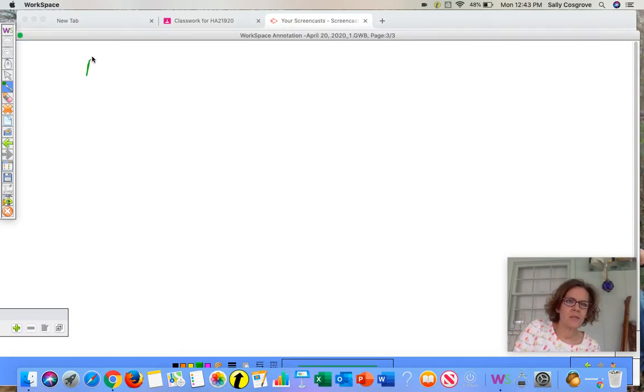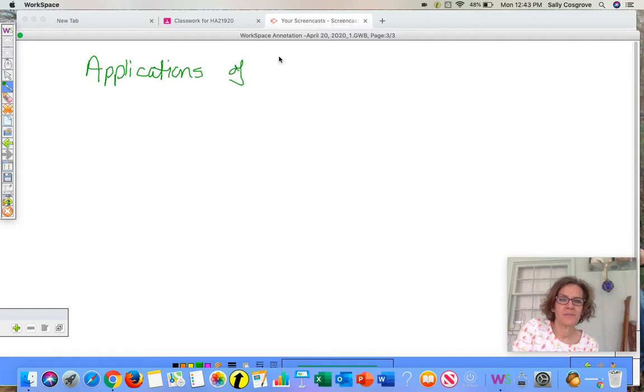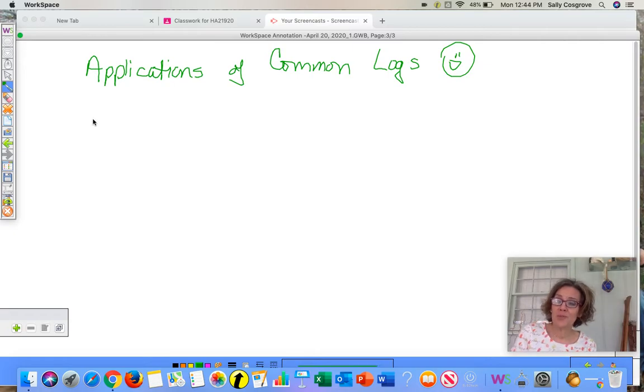So let's look at applications of a common log. And it really is cool because when you're doing problems like this, you are functioning as a scientist, taking information, using math to then help you figure out what's happening in the science. So if you look on page 493, there is a problem.